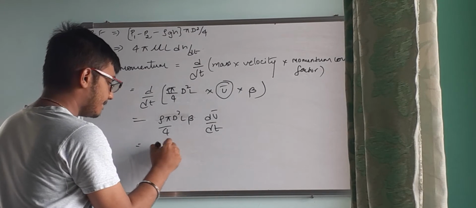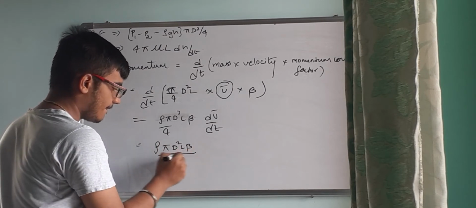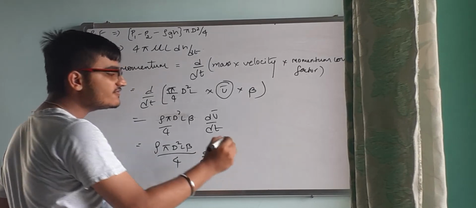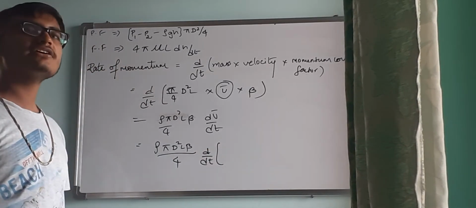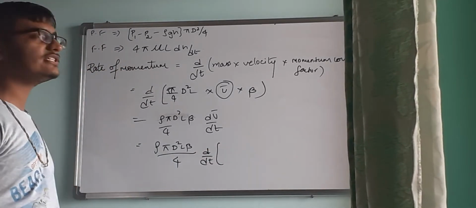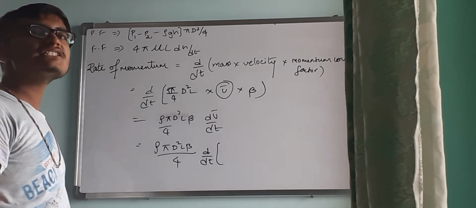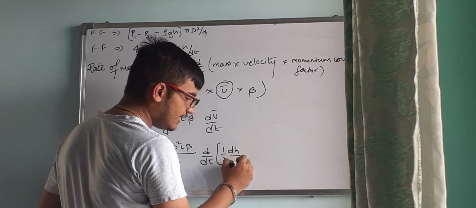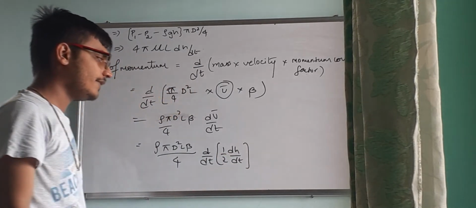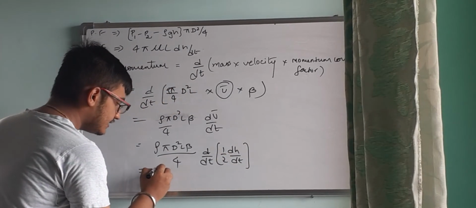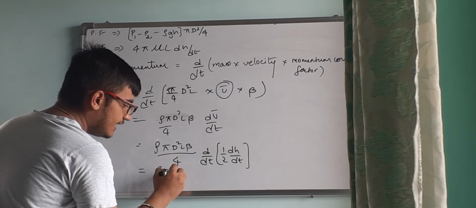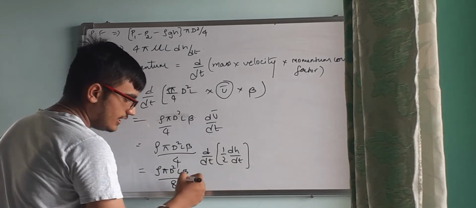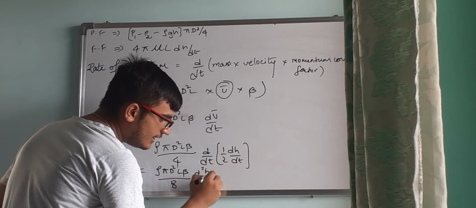But what is V bar? We already calculated it in your frictional forces: dH by 2 by dt, so 1 by 2 of dH by dt. So this can be written as rho pi d square L beta by 8 into d square H by dt square.